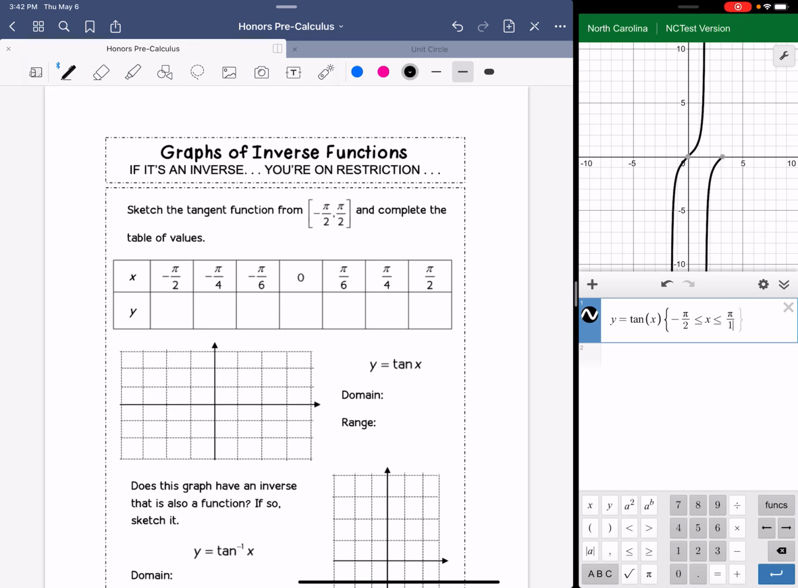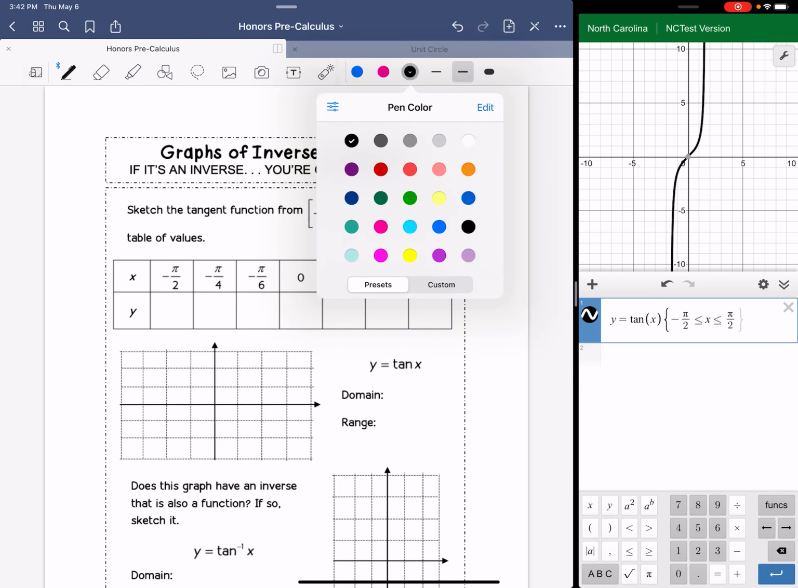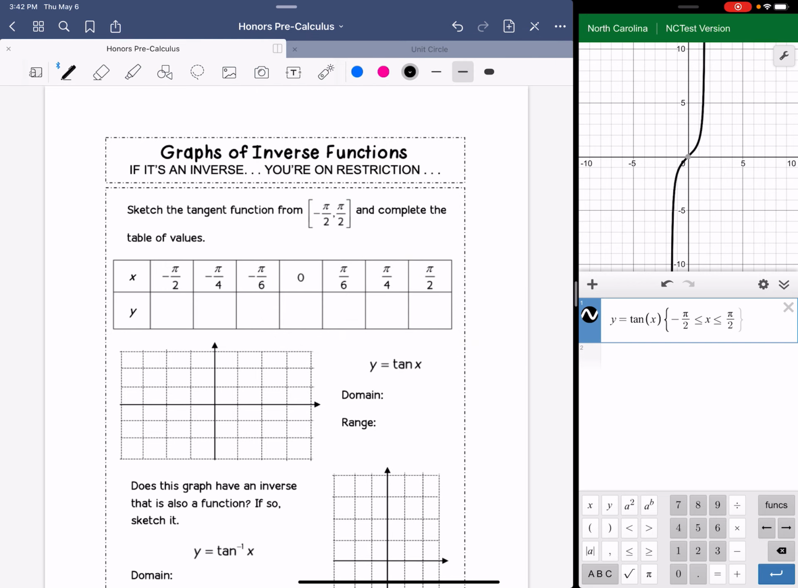So we're only going to be looking at that middle section before we hit those vertical asymptotes. We don't want that to happen. All right, so if we look at negative pi over 2, that's undefined, and this one is undefined. So what's happening in the middle?